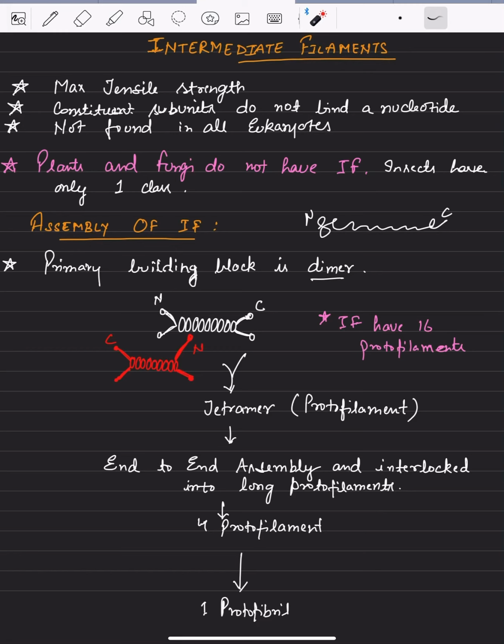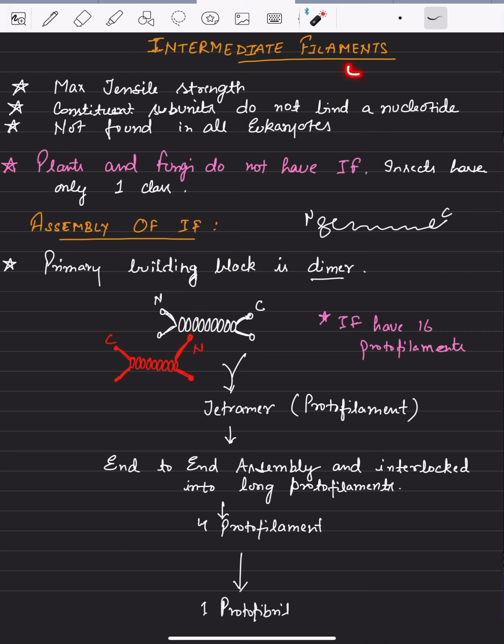Today I will let you know about intermediate filament, that is another type of cytoskeleton. If we talk of the general properties of the intermediate filament, its diameter is in the range of 9 to 12 nanometer, that is in between the microfilament as well as the microtubule diameter.